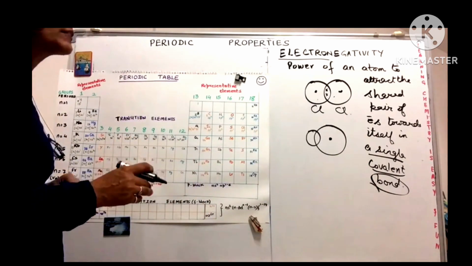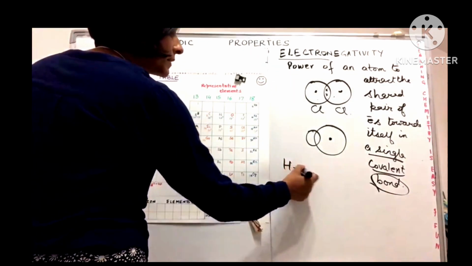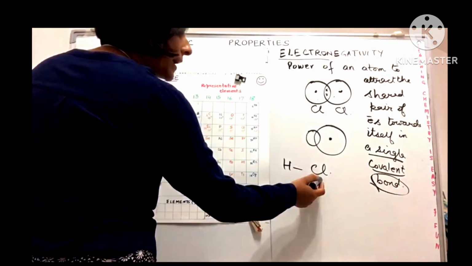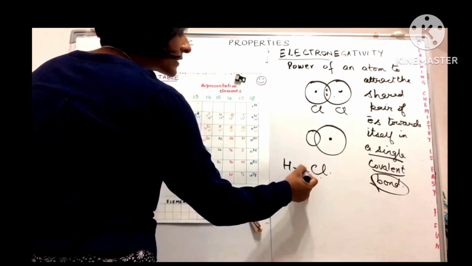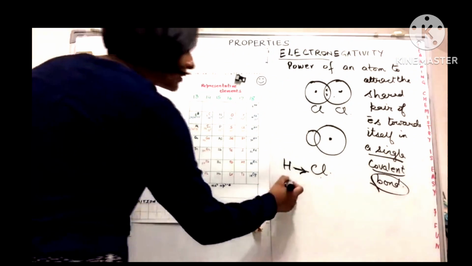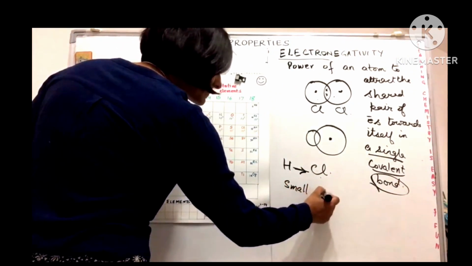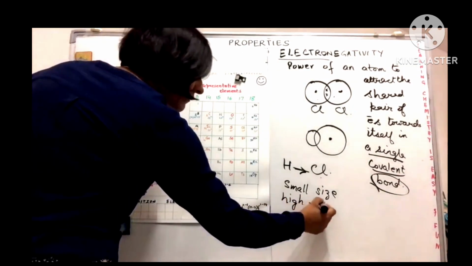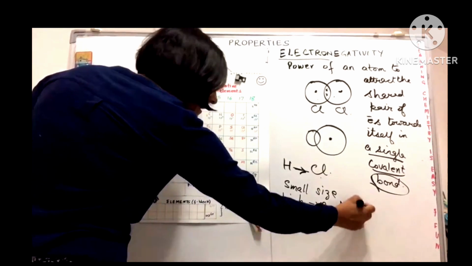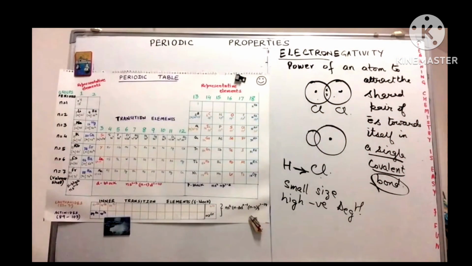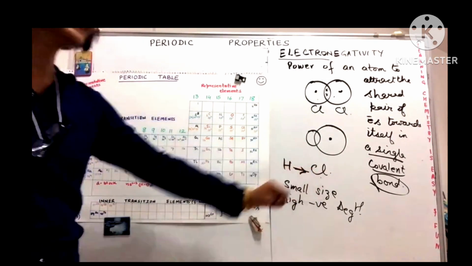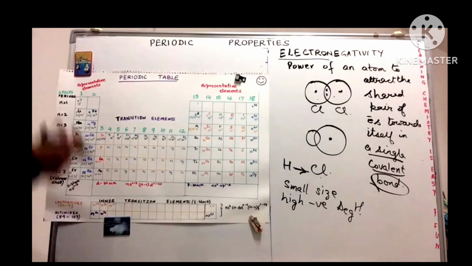On the other hand, if I have a case where one atom is stronger than the other, for example, if I talk about HCl, now chlorine has got high power of pulling this electron pair towards itself because of its small size and also because of its high negative electron gain enthalpy. Just now we've done electron gain enthalpy. In other words, it releases more energy when an electron is added to it. That means it acquires more stability.